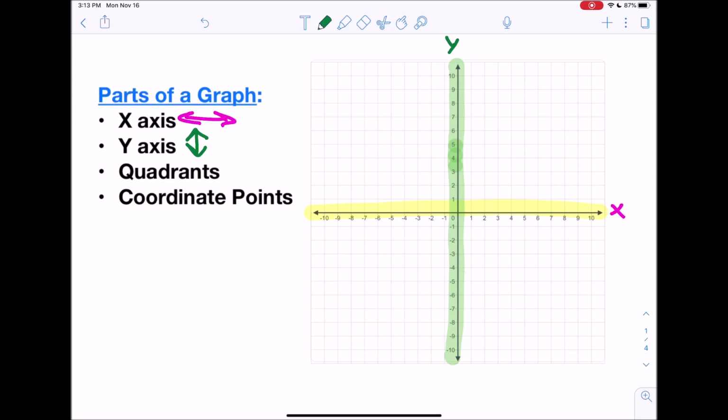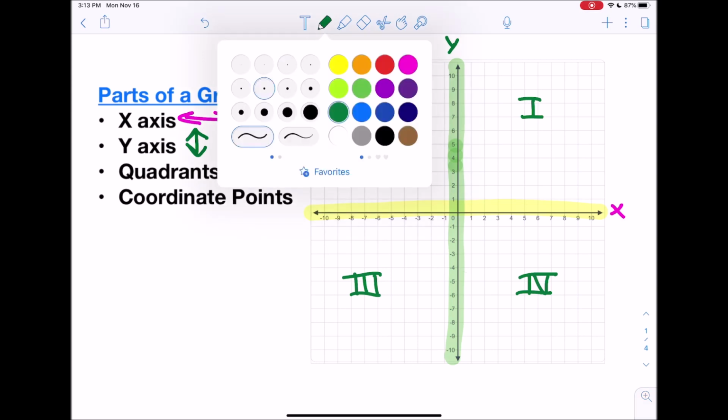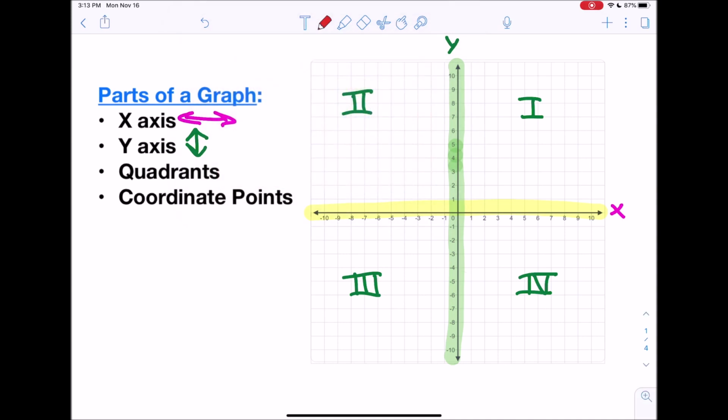Now there are four quadrants. We have quadrant 1, quadrant 2, quadrant 3, and quadrant 4. Okay, so think of it like going counterclockwise. 1, 2, 3, 4. Now, each of these quadrants is a little different, because if you'll notice in quadrant 1, all your x's are positive and your y's are positive. So you're going to have a positive x and a positive y.